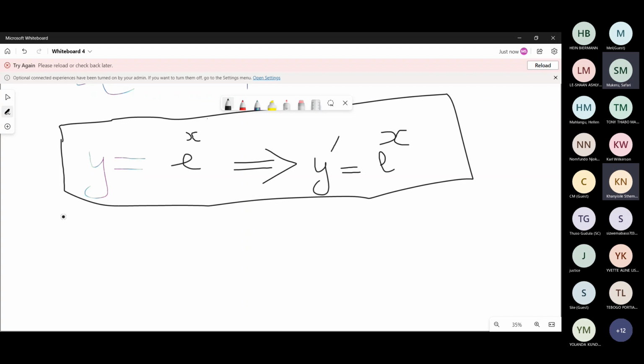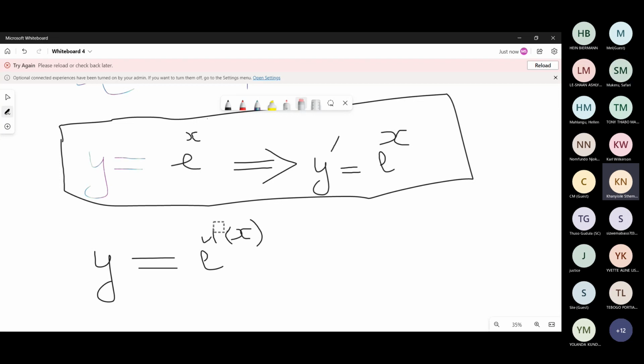Great. Now, what else can we do for this function? We have also the following formula in general. If we have e power a function u of x, if u is a function, I can just give you this formula. Let me just use f instead of u.